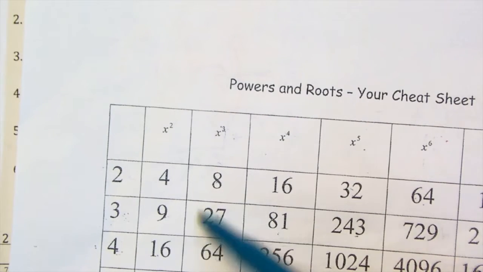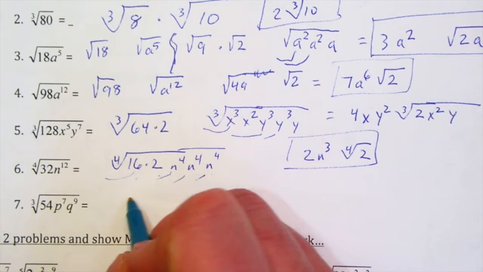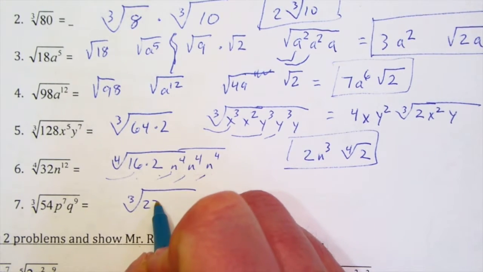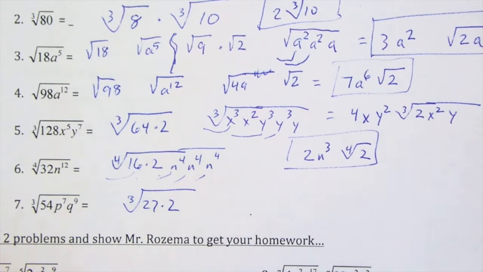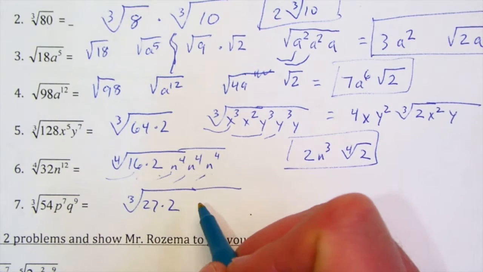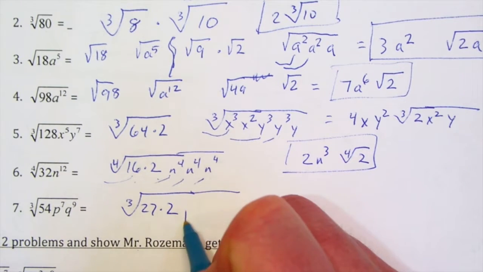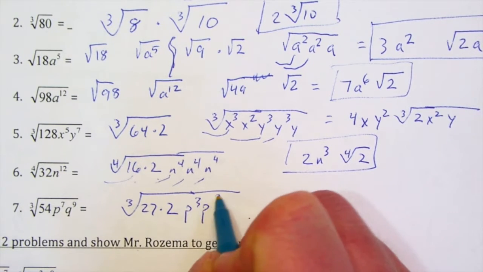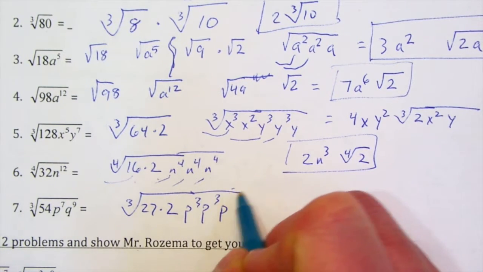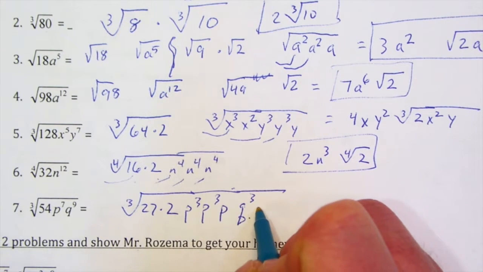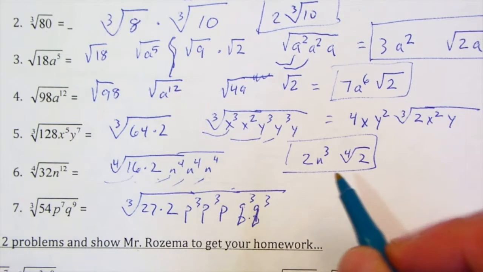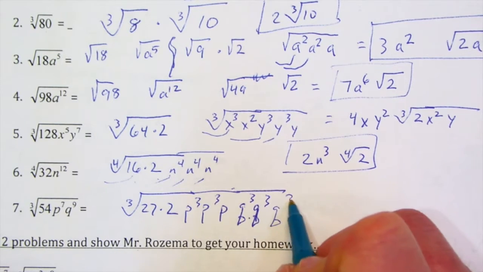So if I go on my paper, cube root of 54, we have 27. So I'm going to go cube root 27 times 2, and then put these in groups of 3. So I'm going to have p power 3, p power 3, and p. Q^9, or would be q^3, q^3, and q^3, like that.